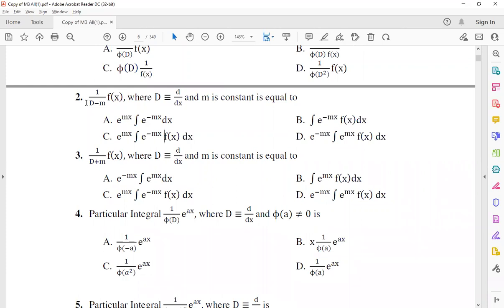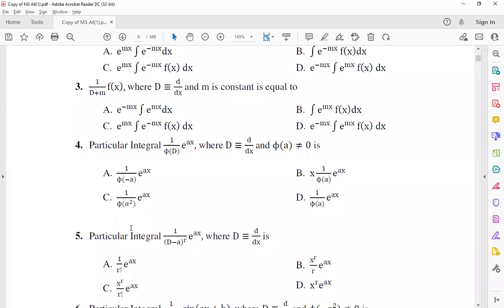And now its formula is asked. Which one is correct here? If it is minus m, plus m outside, integration inside. If it is minus m, outside is plus, inside is minus, and with that f of x, you are forgetting that f of x. Which one is correct? Option C. C is correct, right? You should check the formula once. Perfect. Third one. Option D. D is correct, right?